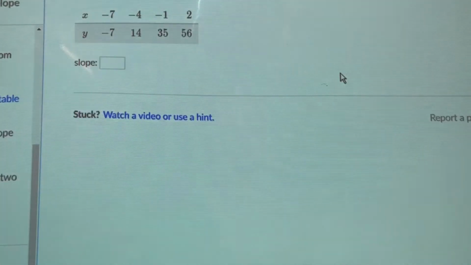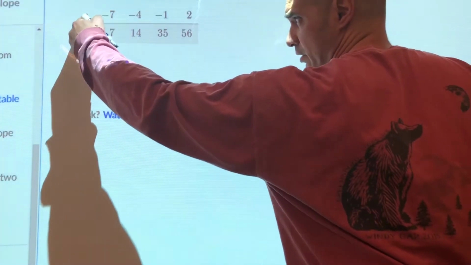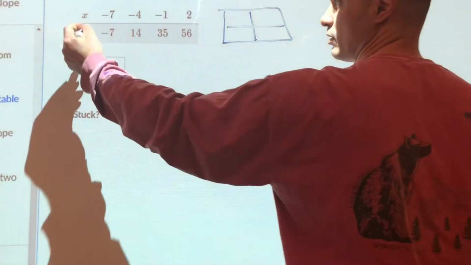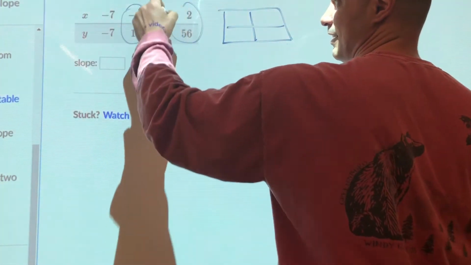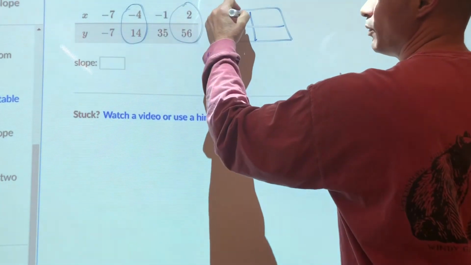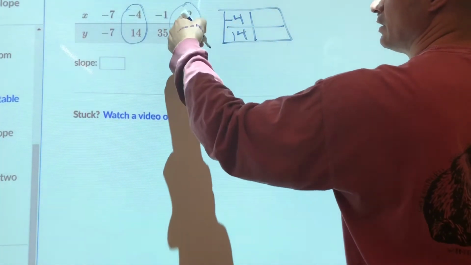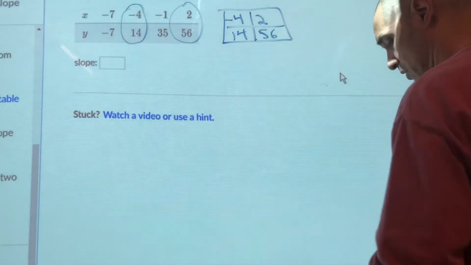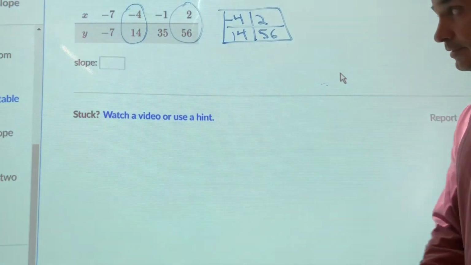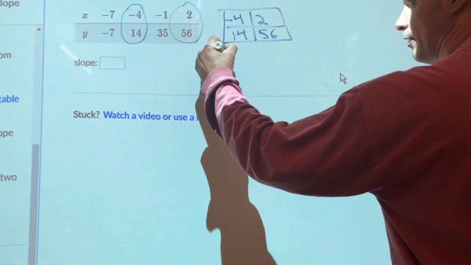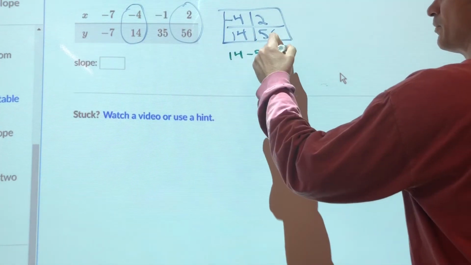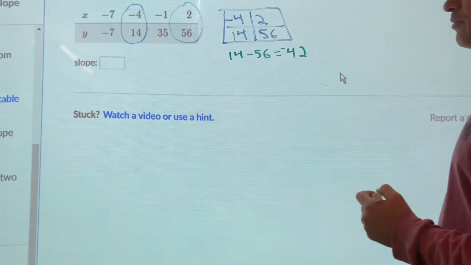All right, so here's another example, and this is another table. My X values are on top, my Y values are on the bottom, so I just take any 2 points. I could use this point and this point if I wanted to: negative 4, 14, and 2, 56. And I just subtract. On the bottom here, I have 14 minus 56, which is negative 42.